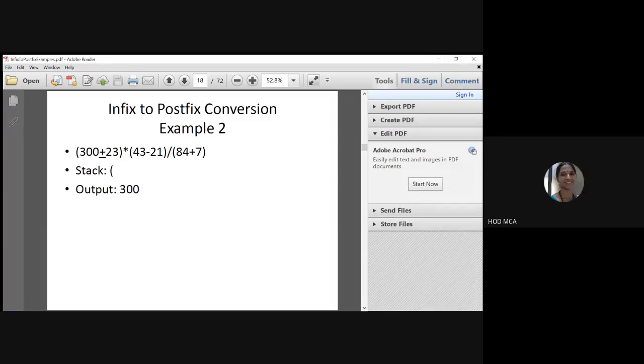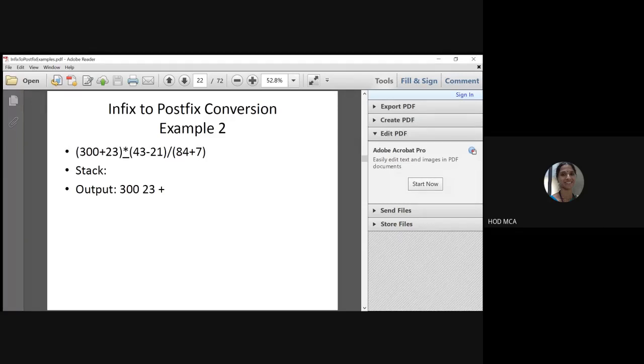Next is plus. Plus is an operator. We have to push it onto the stack. Next is 23. Where will it go? Output, ma'am. Okay, 23. Next is a closing parenthesis. When we come across a closing parenthesis, we pop out all that is there in the stack until we encounter an opening parenthesis. The opening and the closing both will get discarded. As of now the stack becomes empty.